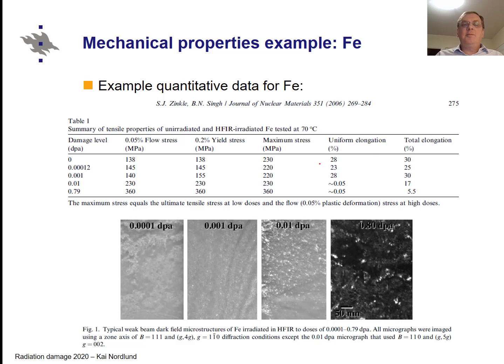And here is another example for iron, which shows how at already relatively low damage levels you start changing the yield stress quite significantly. And this is the total allowed elongation; how brittle it is keeps going down. And the reason is indeed dislocations. These TEM micrographs show how at already 0.01 dpa you have quite a high concentration of dislocations, then at 0.8 dpa some large dislocation loops, a quite complicated microstructure.